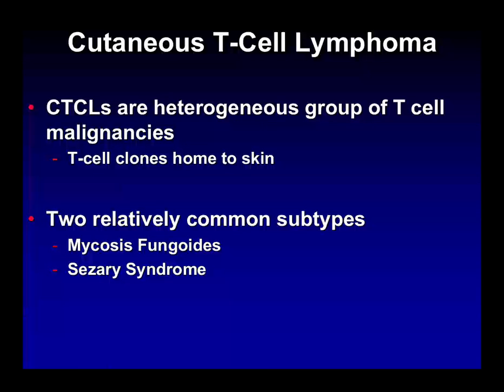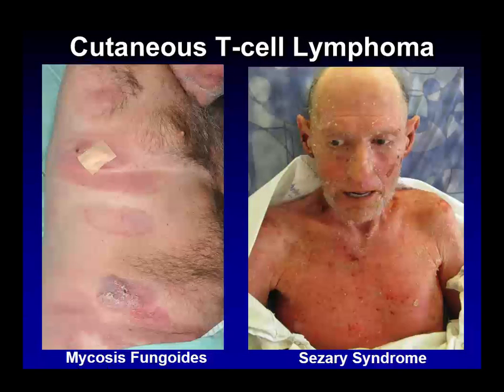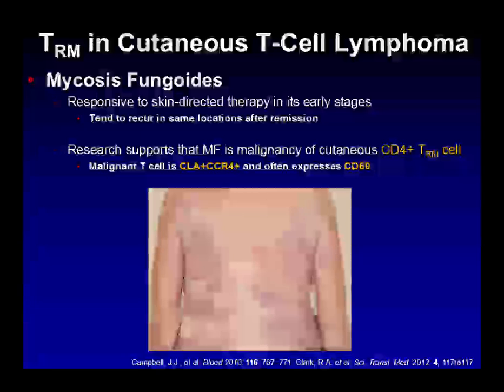And there are two relatively common subtypes. Mycosis fungoides is the most common subtype, and Sézary syndrome is another relatively common subtype. Mycosis fungoides is characterized by these well-demarcated patches, plaques, and tumors that can occur anywhere on the skin surface. Whereas Sézary syndrome is characterized by the triad of erythroderma, so the patient has inflamed red skin covering at least 90% of the body surface area, generalized lymphadenopathy, and the presence of the malignant T-cell clone in the blood.